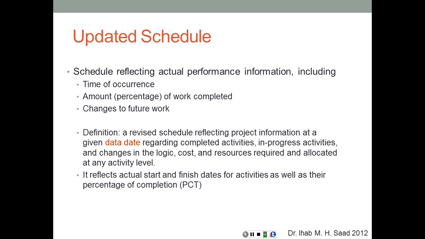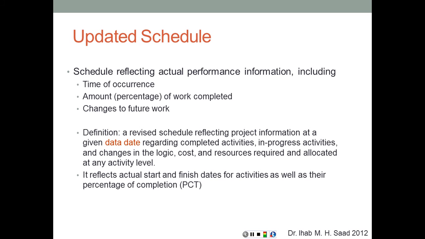So as a definition, a revised schedule reflecting the project information at a given data date. That's the data date, the measuring date, where we're going to measure our performance and decide how we're doing regarding completed activities, in-progress activities, and changes in the logic, cost, and resources required and allocated at any activity level. It reflects the actual start and finish dates for activities, as well as their percentage of completion, PCT.